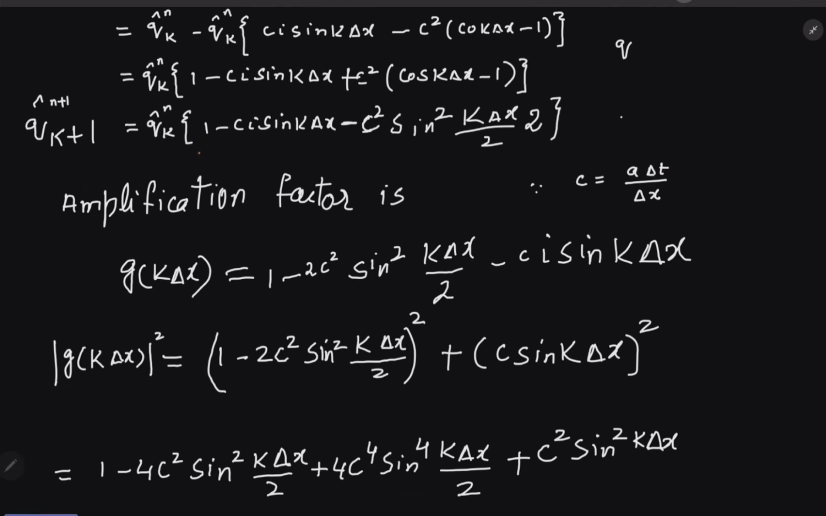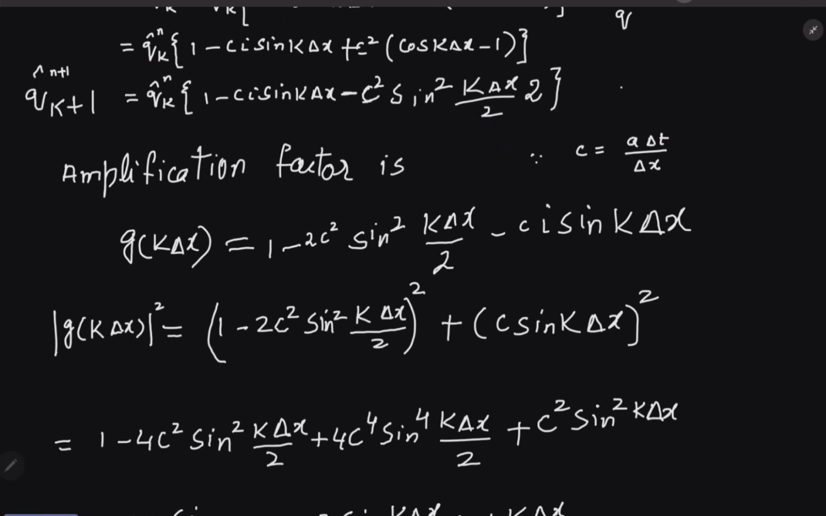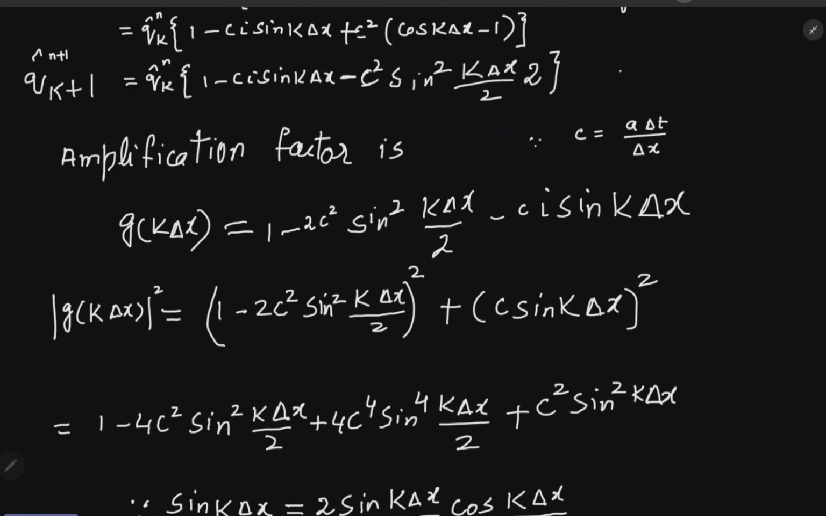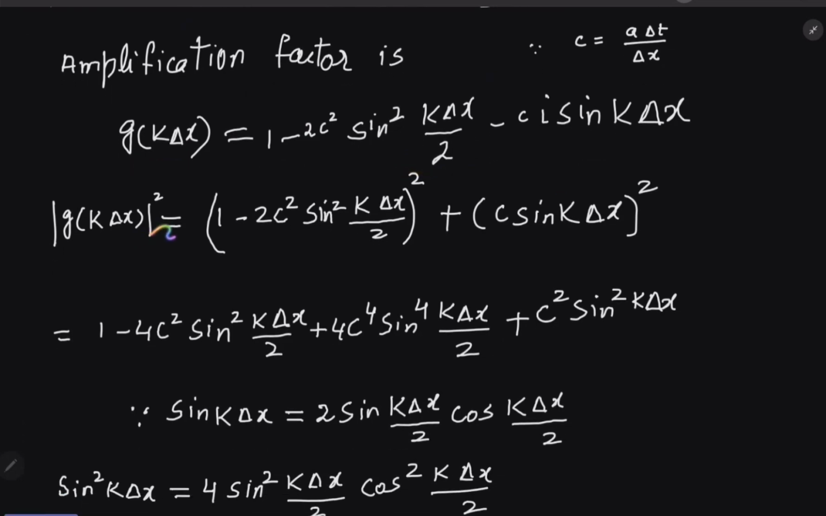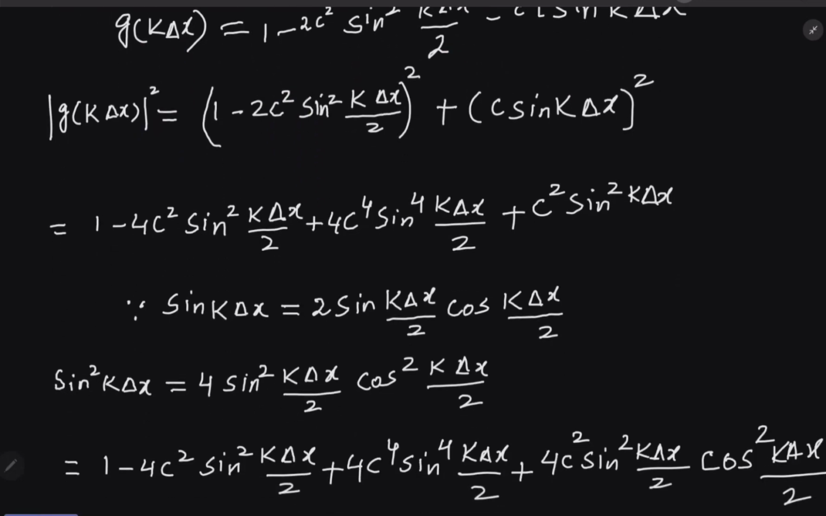So the amplification factor should be less than 1 so that the solution does not increase, or stability wave does not increase, we should say. So this is the amplification factor over here. We take the mod and square so that we take the magnitude. We want to find the magnitude of that amplification factor.